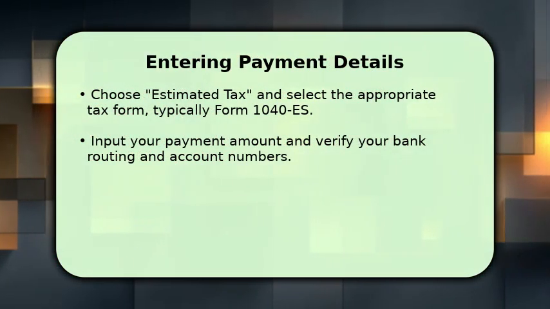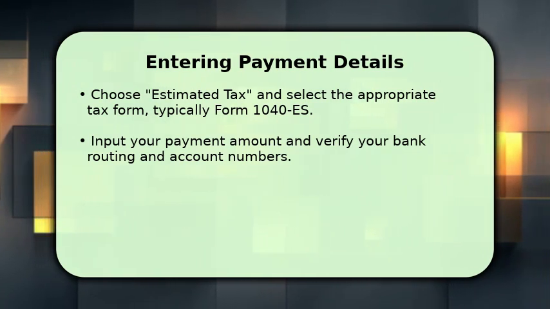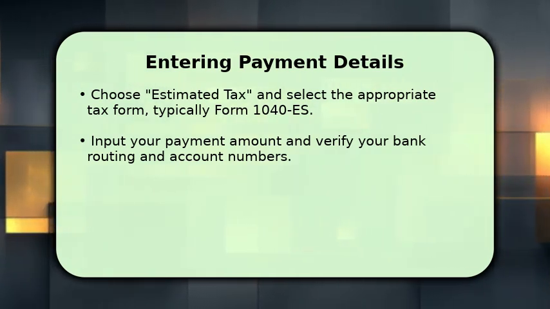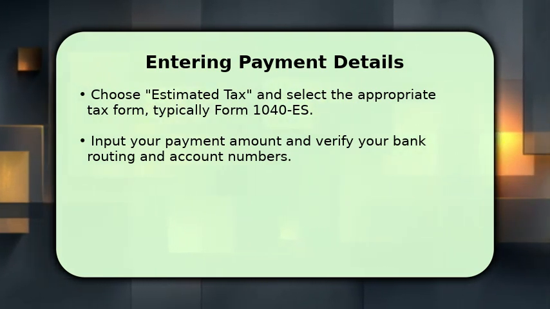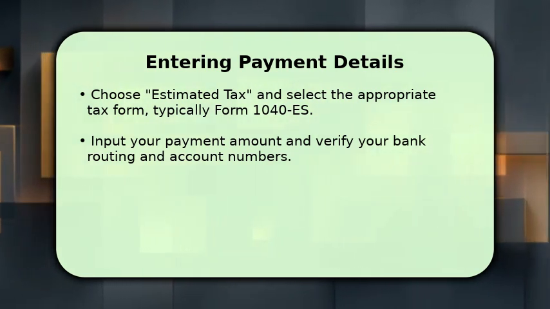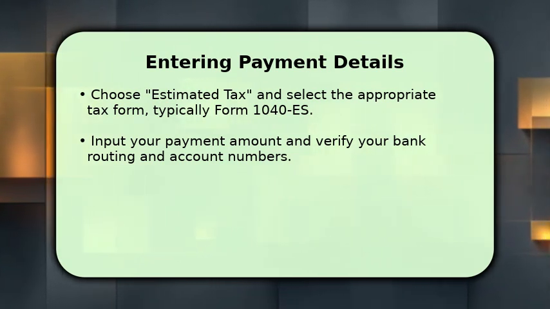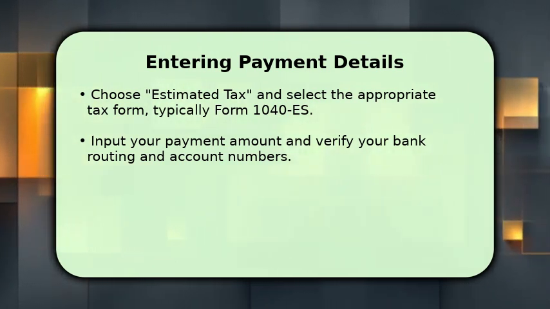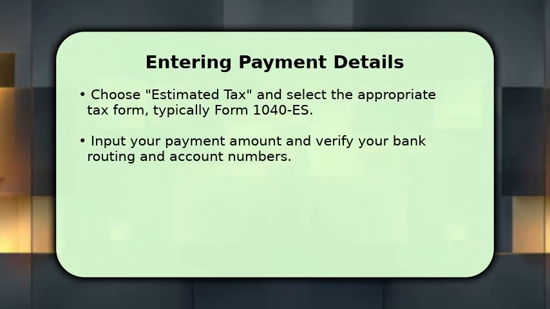Once on the Direct Pay page, select Estimated Tax as your payment reason. Then, choose the correct tax form, which is usually Form 1040-ES for individuals. Carefully enter the exact amount you wish to pay. Double-check your bank routing number and account number to ensure accuracy. This step is crucial for your payment to be processed correctly and on time.